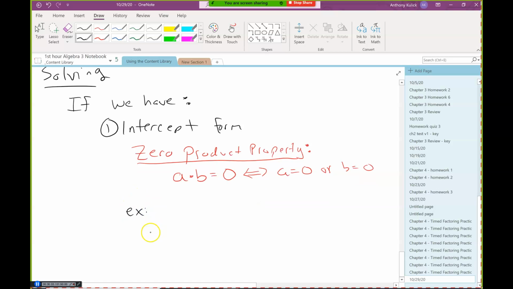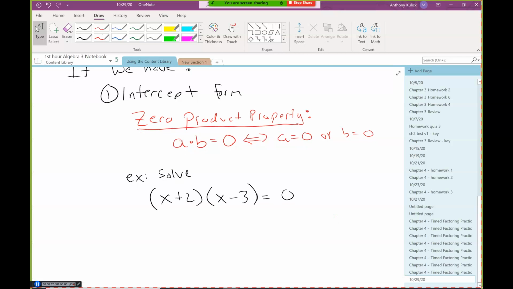So for example, if I have this problem of x plus 2 times x minus 3 equals 0, I can use the zero product property here because I have two things that are being multiplied together, right? The symbol in between the parentheses is multiplication. And that multiplication problem is equal to 0. Does everybody agree with that? Note that it doesn't matter that there's addition and subtraction going on inside the parentheses. It's the fact that I have one parenthesis times another parenthesis equal to 0. Everybody's okay there?